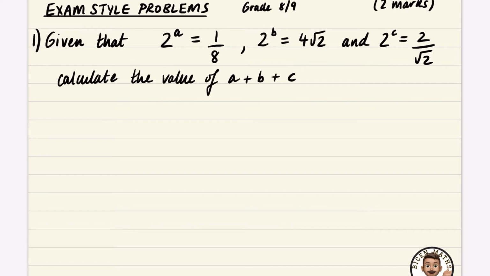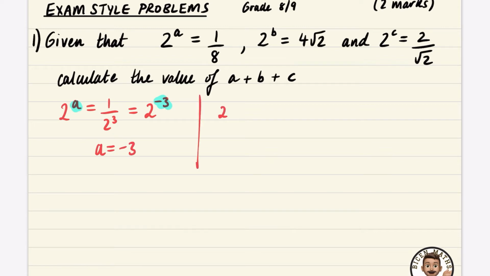So let's have a look at that first one. We have 2 to the power of a equals 1 over 8. Well, 8 we know is 2 cubed. So if I keep going with that one, I could say that 1 over 2 cubed is 2 to the power of minus 3. And just by comparison, that means that a is equal to minus 3.